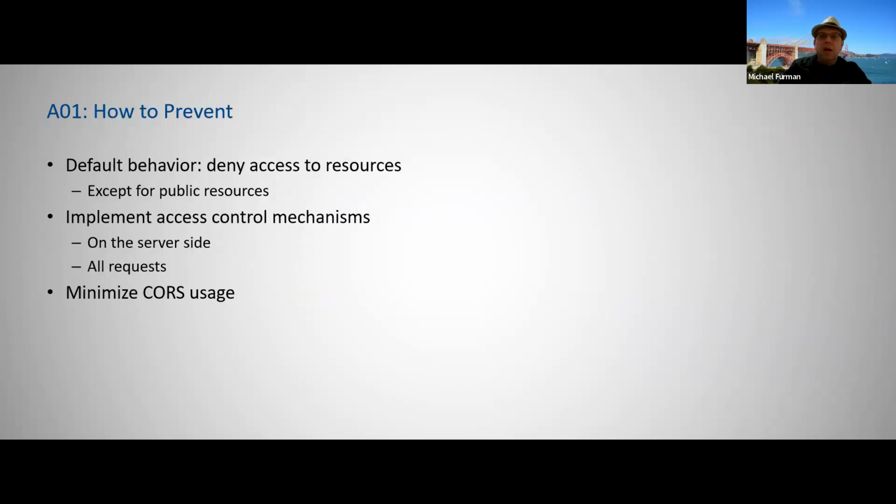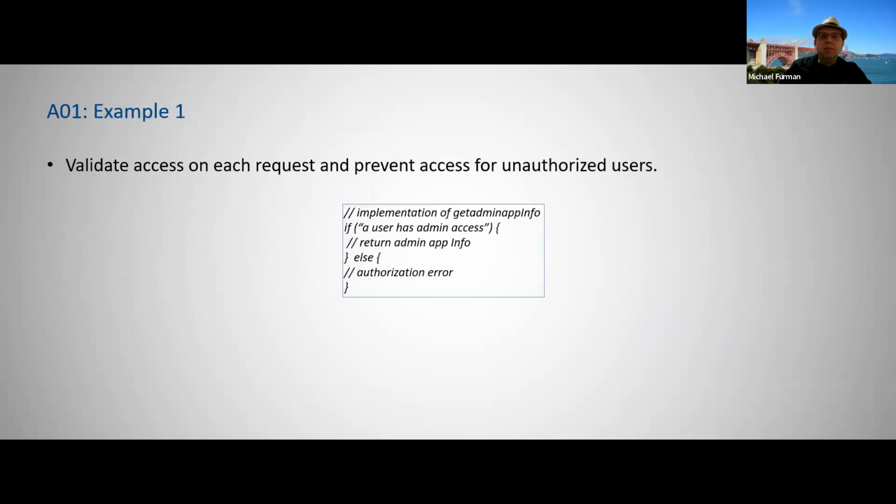Okay, how can you prevent it? Default behavior should be deny access. If you have this behavior, you improve the behavior of your application in a very good way. Implement access control on the server side and for all requests, and minimize CORS usage. Let's see how we handle it for the previous examples.